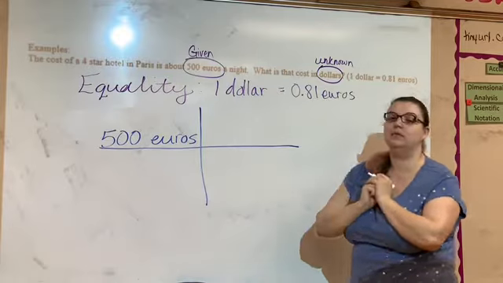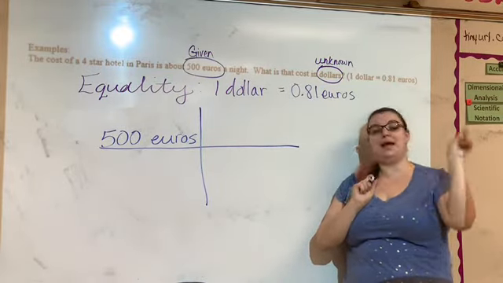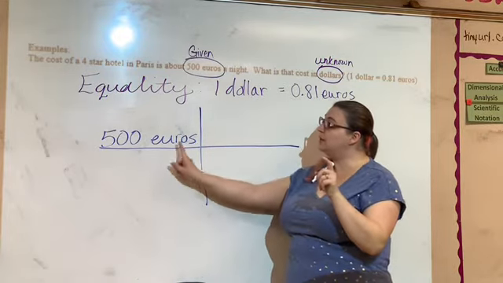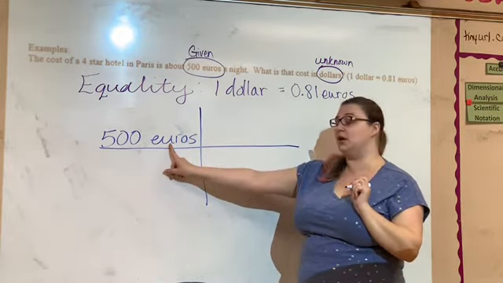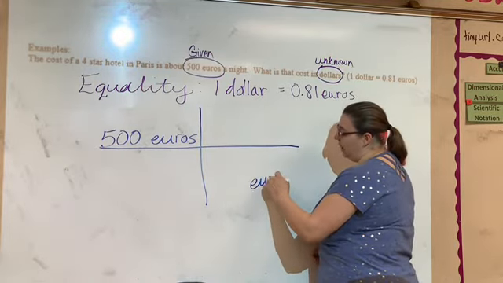Okay. Rule number 2 is that top left matches bottom right in units, just the units. So I'm going to take the units from this number, which was euros, and I'm going to put it down here in the bottom right.